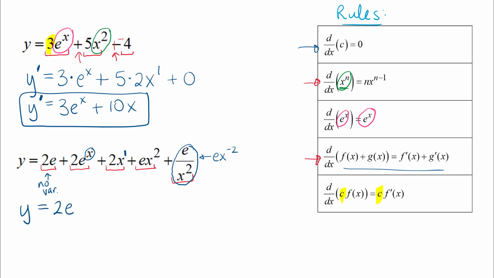Okay, I'm going to rewrite the whole original function and label this as y. So I'm just going to write that as 2e to the x, modifying a couple of things to make it a little easier: x to the 1 on that third term, plus e times x squared, and then the last term e times x to the negative 2. All right, now when I take the derivative, I'm going to label this as y prime.